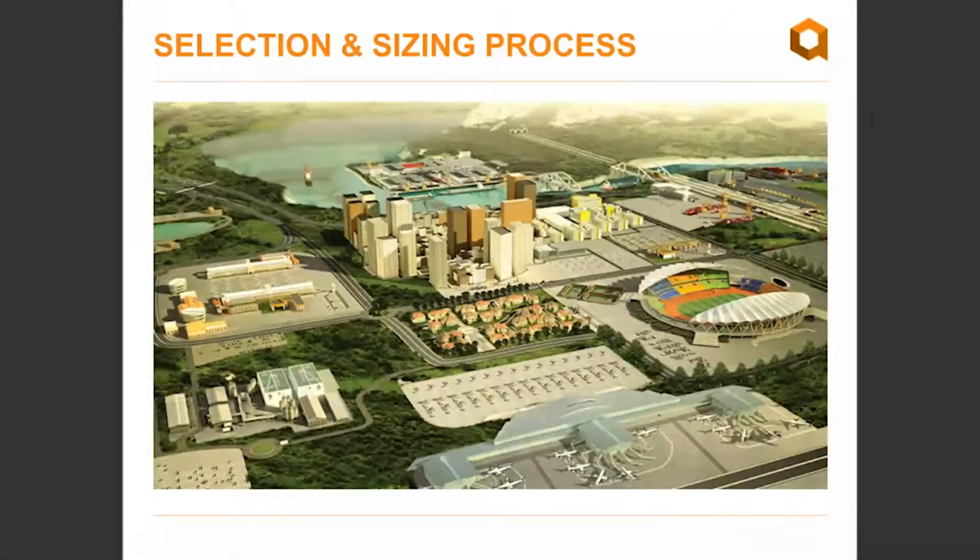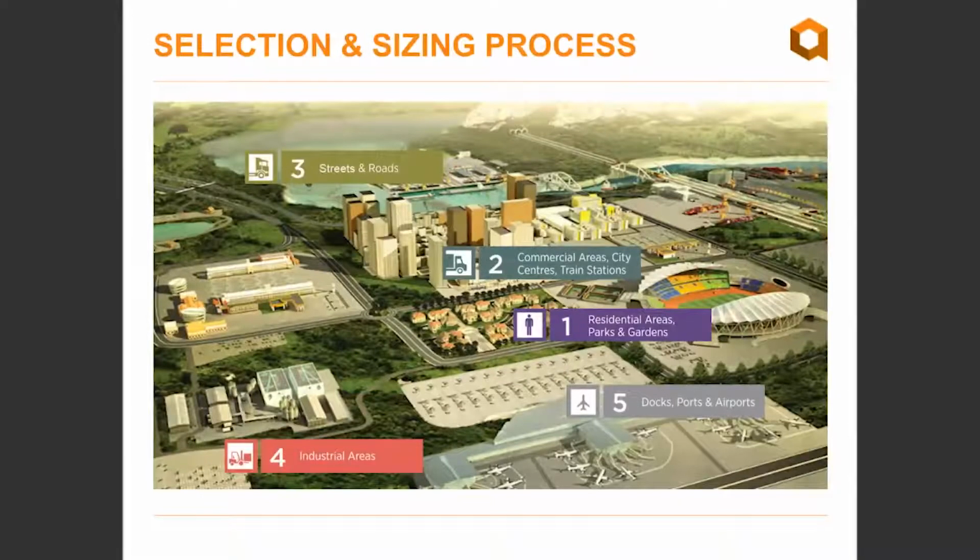The first zone is residential areas, parks and garden. The second one is commercial areas, city centers, train stations. The third zone is streets and roads. The fourth zone is industrial areas, and the fifth one is docks, ports, and airports. So very heavy duty application. Now we'll get back to those zones later on in this presentation.